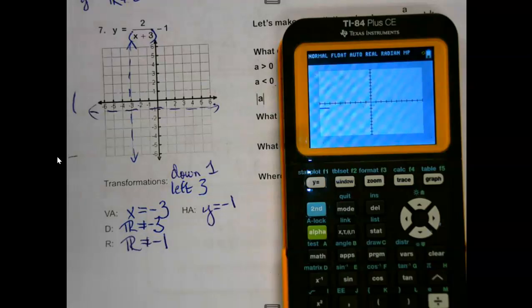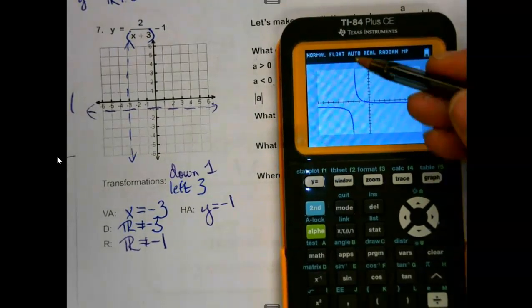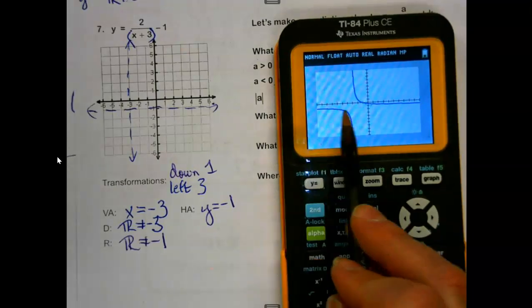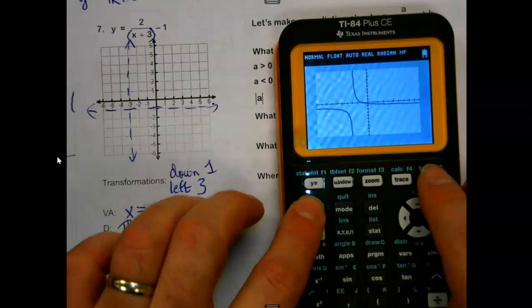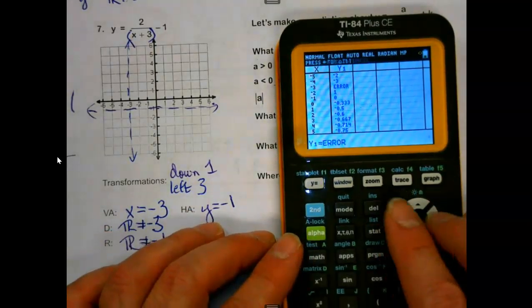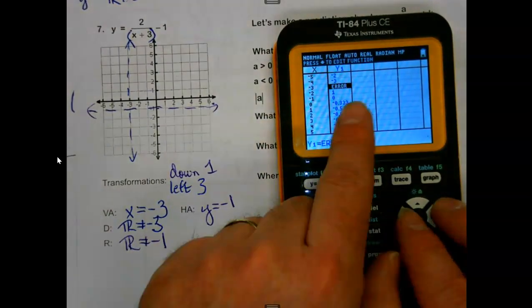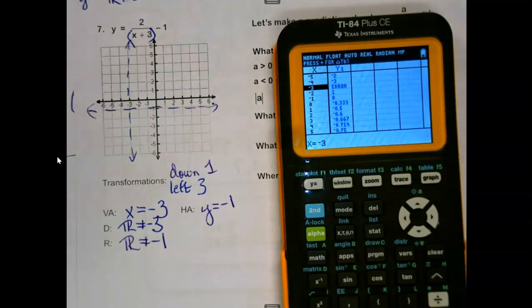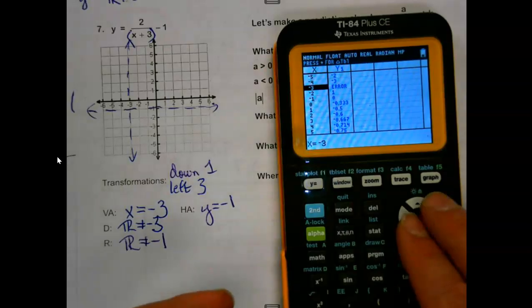So I get this. Now if I can look at my picture. Okay, I can see we shifted left. I can see we've shifted down. But if I look at my chart, here's a couple things that'll help. Wherever you see error messages, those are your vertical asymptotes. -3, just like we said it was going to be. Now we're not going to get that on y. Okay, that one you're going to have to kind of eyeball and look at.